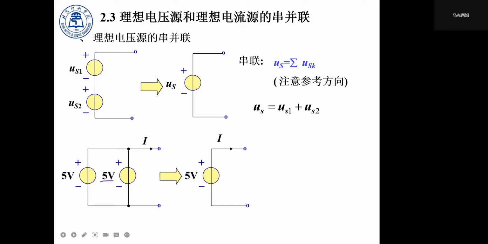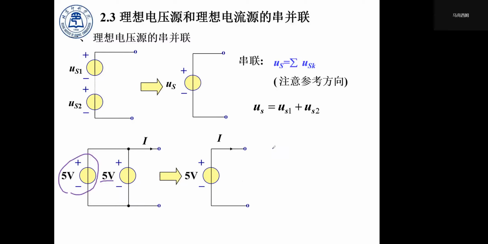Which means one ideal voltage source here is enough. The other one is redundant. It doesn't work. So we can just cut it off and reduce this circuit into this one.